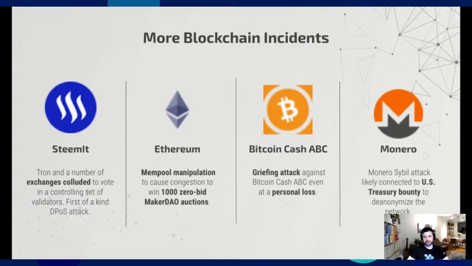The last but not least is the Monero Sybil attack, where someone tried to basically de-anonymize the network. The attempt failed, but it's interesting because the attack happened within months after the US Treasury announced a bounty for any shop that can de-anonymize Monero, and a few of the blockchain analytics companies started publishing papers on exactly how to do that, or their approaches to it.